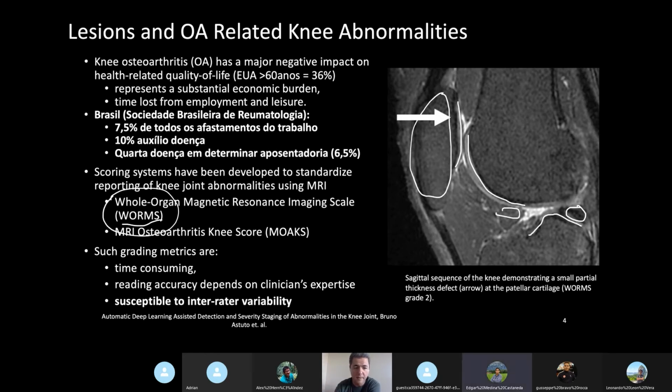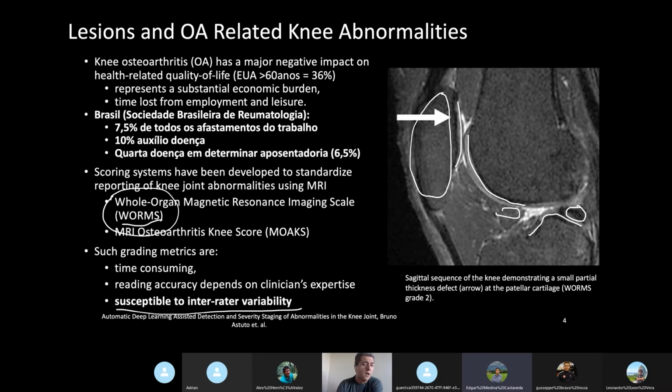One question. Are you showing now on the slide called lesion and OA related knee abnormalities? Yes, I am here. I am finishing this slide. Okay. So you refer now to the accuracy that is shown as 36% for 60 years old, for example, or what about the accuracy you are talking about now?